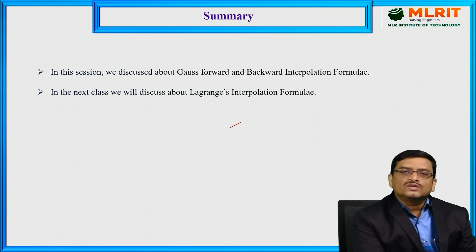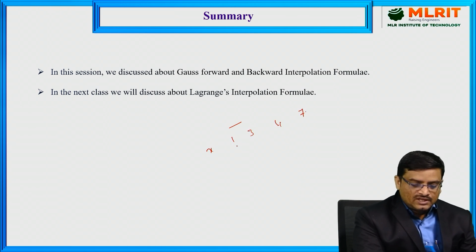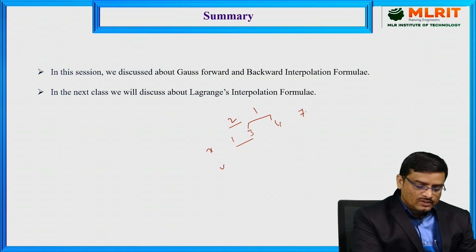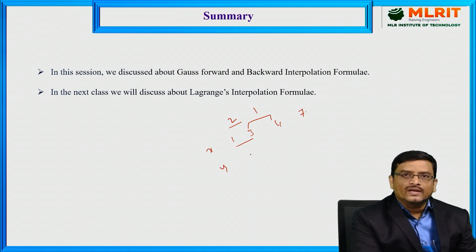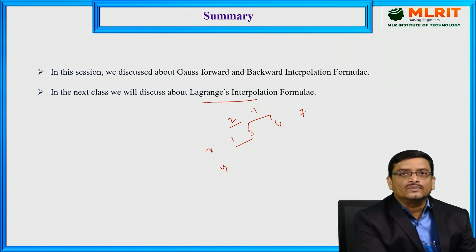So we have some more interpolation formulas for whenever the difference between the values of x is unequal. Suppose we take x equal to 1, 3, 4, 7. The difference between 1 and 3 is 2, and the difference between 3 and 4 is 1, so we have an unequal difference here. Whenever the x values are unequally spaced, how do we find the values of y in this case? We will discuss this in Lagrange's interpolation formula.